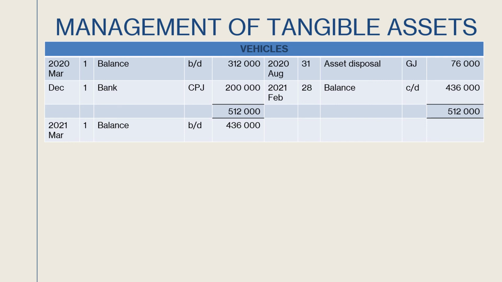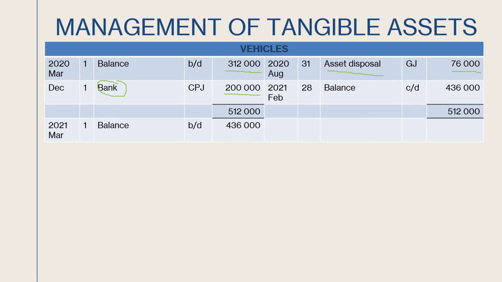If we put that now into our ledger accounts for vehicles, the balance brought down was at the beginning of the year, given in the information. We were told that on the 1st of December, we purchased another vehicle. We purchased it for cash. That is why the contra account here is bank. And then there was asset disposal. We sold a vehicle. This has to be captured at cost price. Everything in your asset account has to be at cost price.